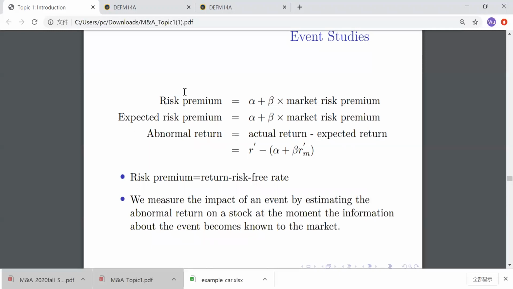And after you estimate this model for an individual company, right? Now you can use the market risk premium, let's say, around the announcement date of the deal to calculate the expected risk premium, right? And then if you get an expected risk premium, you then can calculate the expected return for the company around the announcement dates of the deal, right? So then you can calculate the abnormal return equaling actual return minus expected return, right?